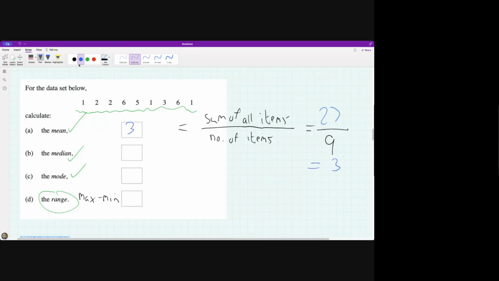Now the mode is quite easy because is there something that occurs the most? I think that just by looking at it, the 1 occurs the most. And Sasipo is quite right. The mode is 1.